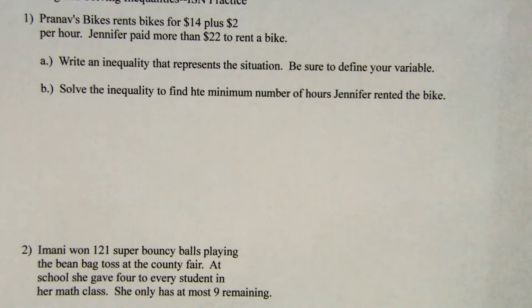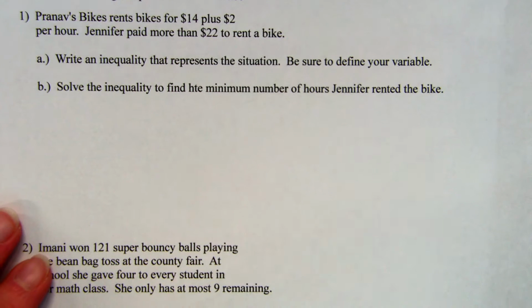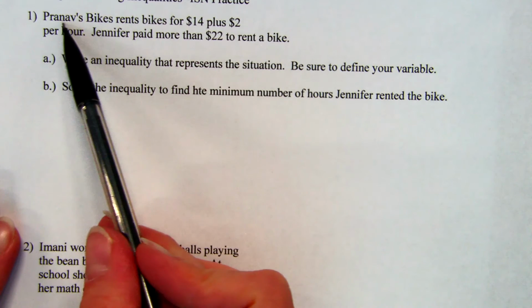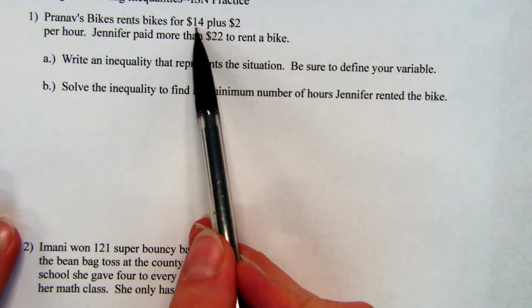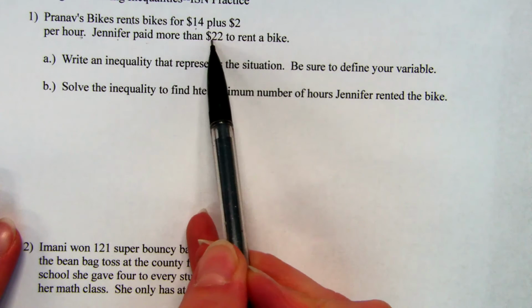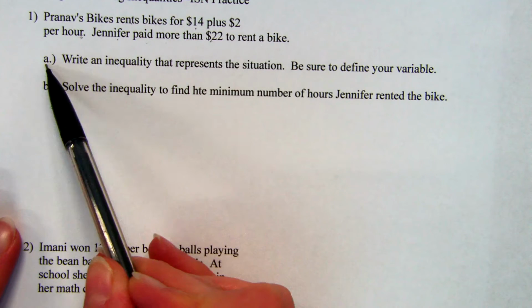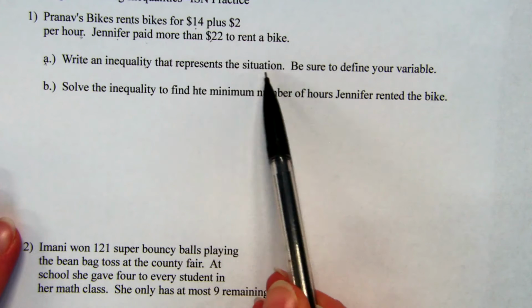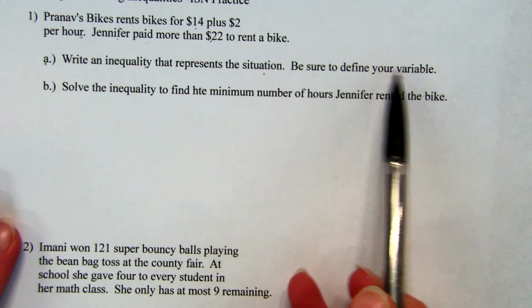Okay, so we are going to write and solve inequalities to solve story problems. So let's look at number 1. Pranov's rents bikes for $14 plus $2 per hour. Jennifer paid more than $22 to rent a bike. Part A, write an inequality that represents the situation. Be sure to define your variable.